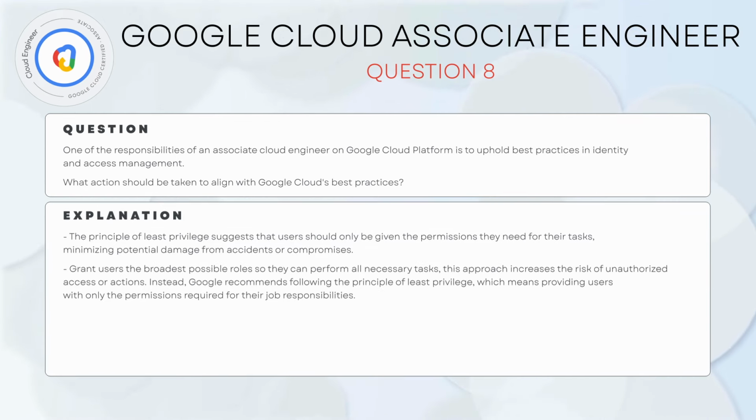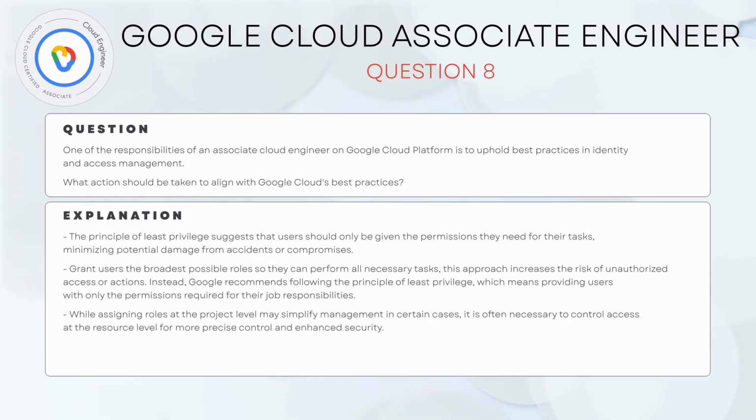Grant users the broadest possible roles so they can perform all necessary tasks. This approach increases the risk of unauthorized access or actions. Instead, Google recommends following the principle of least privilege, which means providing users with only the permissions required for their job responsibilities. While assigning roles at the project level may simplify management in certain cases, it is often necessary to control access at the resource level for more precise control and enhanced security.